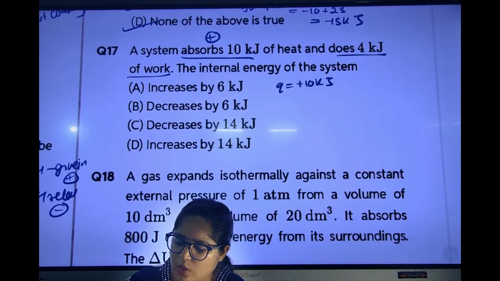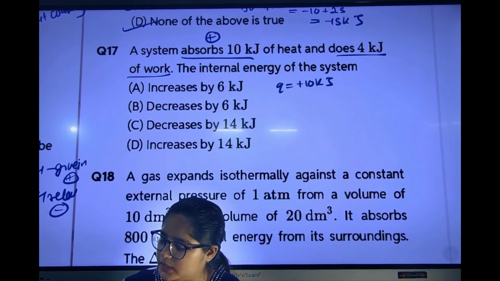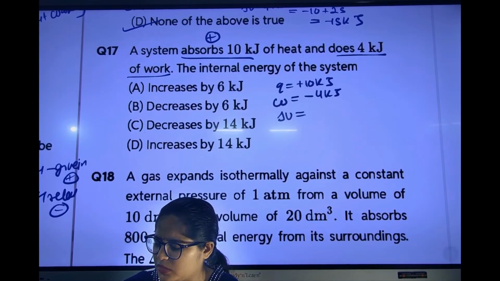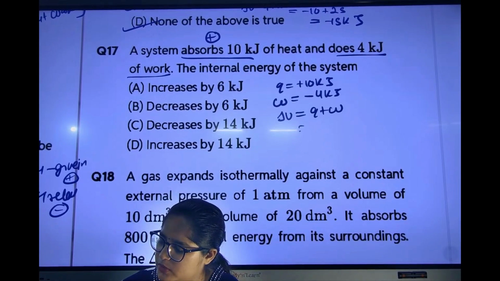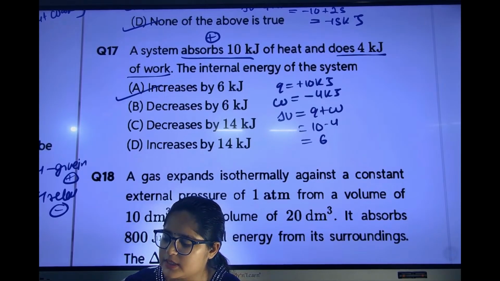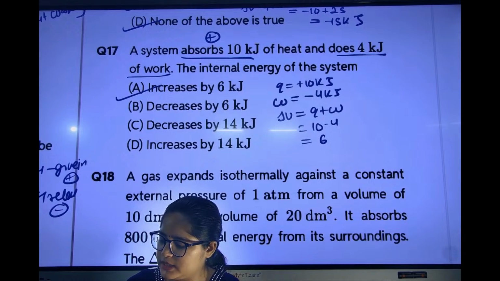Work is done by the system, so by the system means negative, minus 4 kilojoules. So delta U is Q plus W, equal to 10 minus 4, that is 6. And is it plus or minus? Plus. Plus means increased by 6 kilojoules, minus means decreased by 6 kilojoules.